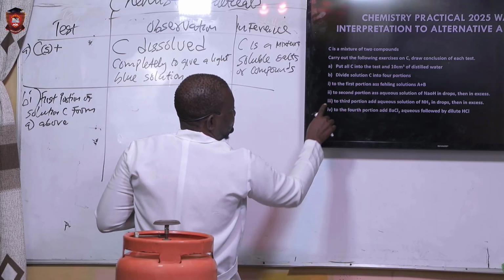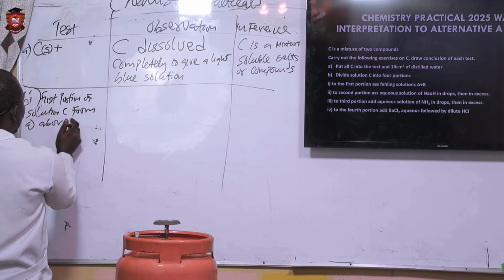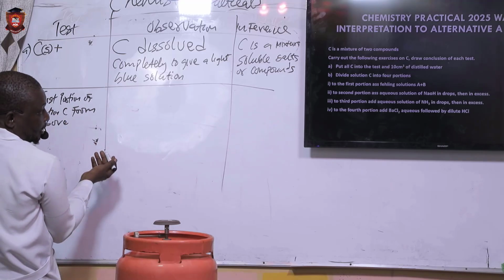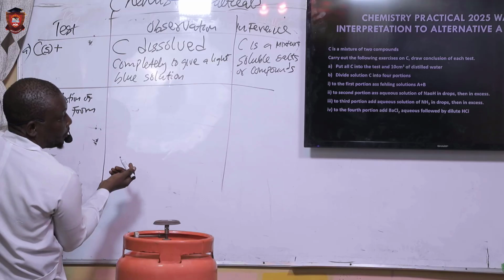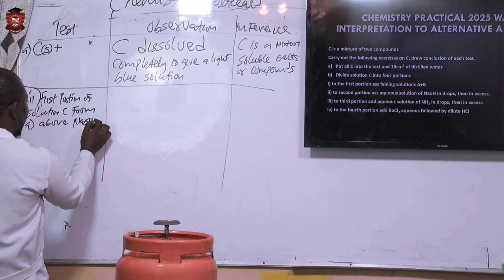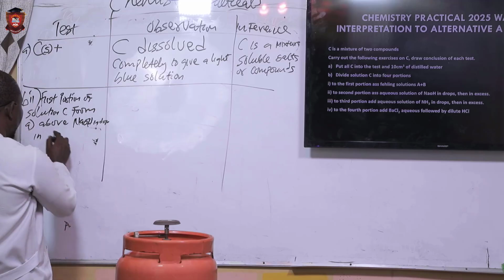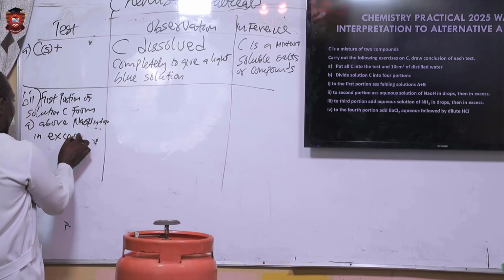So let's start with the second one, which is what? Plus what? Plus, let's say, I. So in this order, what are we adding here? NaOH. In what? Drops. Then come down here. Don't try to drop an excess in the same line. Please, very important. And then what? Excess.